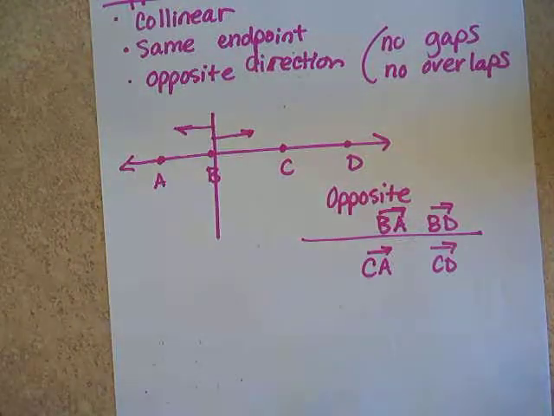How about CA and BD? They overlap. Okay, so those don't work either. As long as they share the same first letter and go in opposite directions, they are good. Okay, so those are opposite rays.